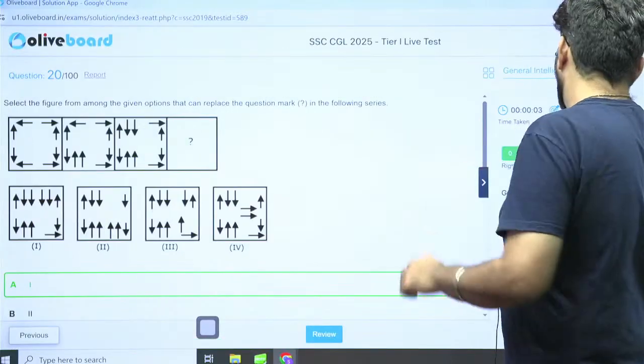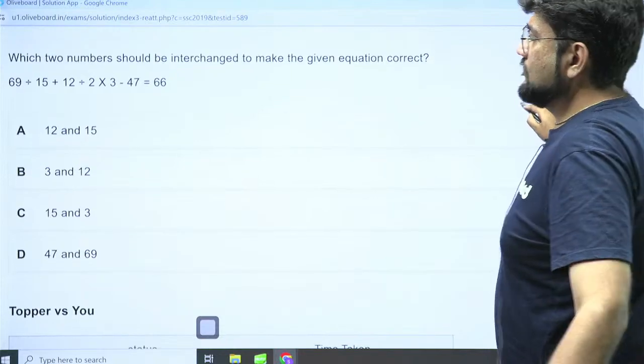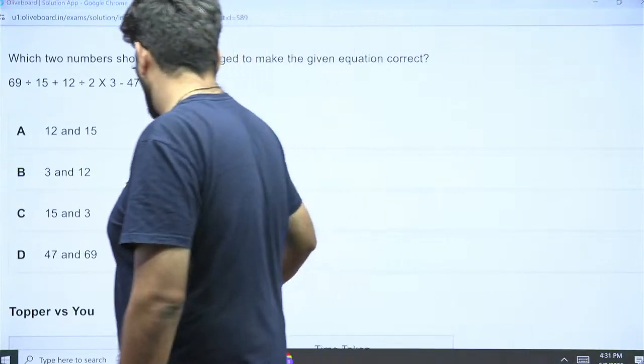Okay. Next, 21. Which 2 numbers should be interchanged to make the equation correct?